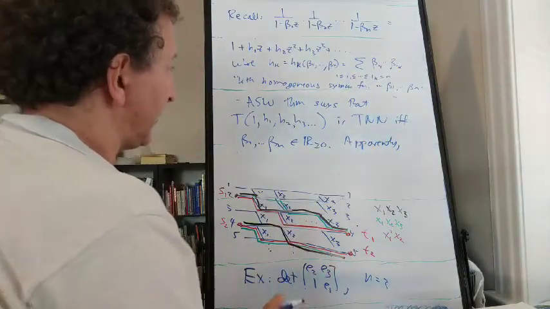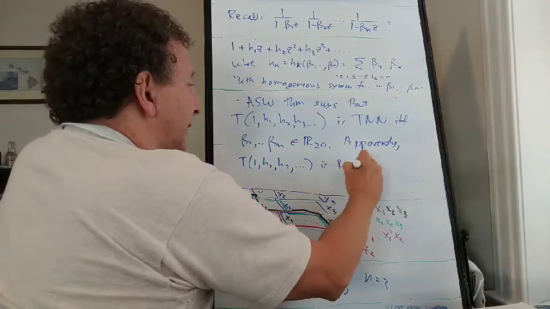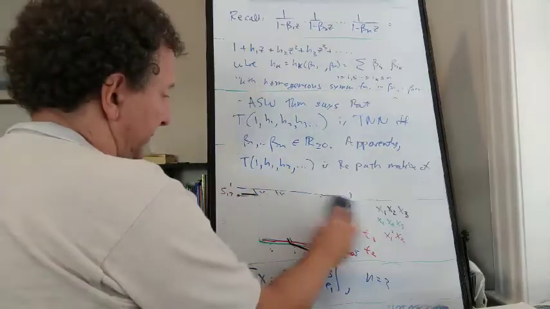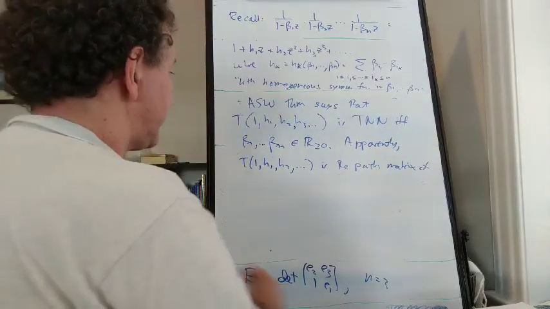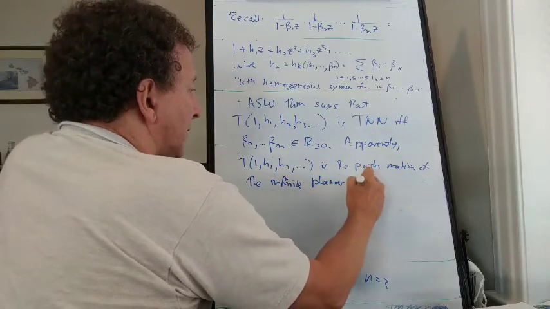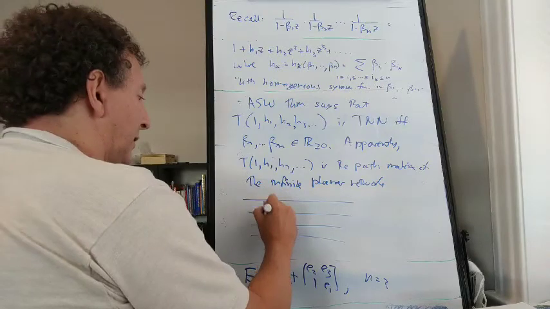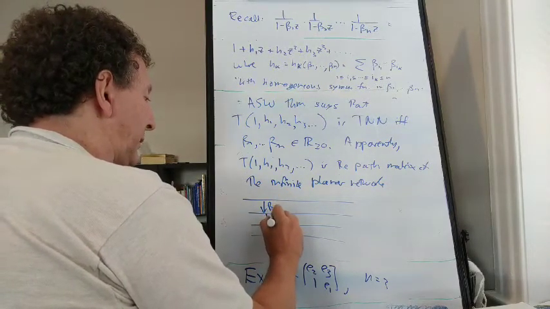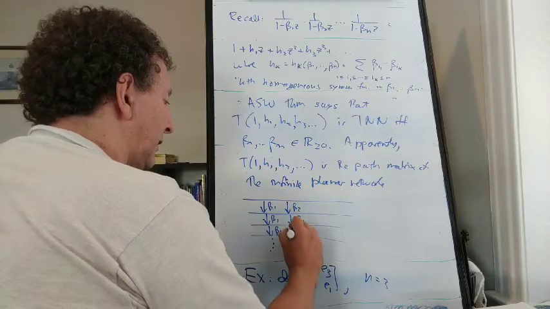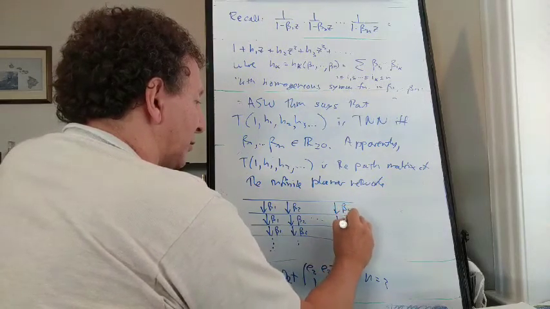Now apparently from what we know about Toeplitz matrices, T of 1, h1, h2, etc., is the path matrix of the infinite planar network where we have horizontal edges having weight 1, vertical edges having weight beta 1 in a column, and then we've got another column of vertical edges weighted beta 2. The vertical edges are all oriented downward, etc. There's n columns, and then the nth column has vertical edges weighted beta n.